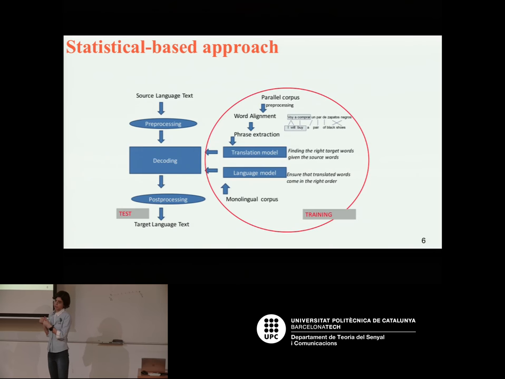This is the main model of this statistical approach. Then you have your language model, which you already know how to build. You have a monolingual corpus, and the model ensures that the translated words come in the right order and are probable in that language. You combine these two models. There are more models, but I'm not going to go into detail. To translate, here is the test part, to translate your source language, there is a decoding that combines these two models and, given a source sentence, finds the most probable translation sentence. This is the big picture of the statistical model.